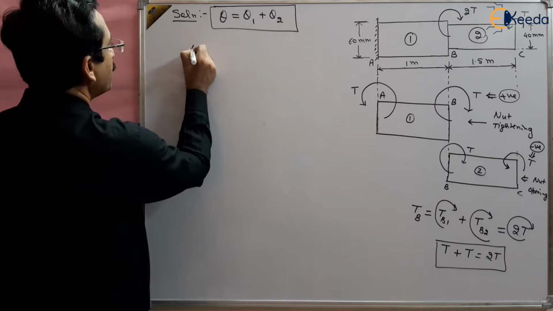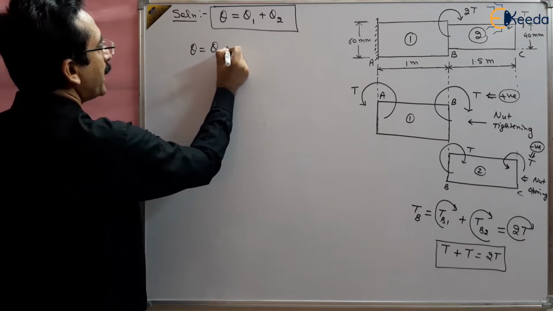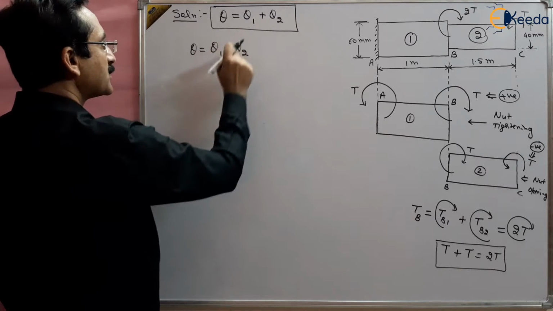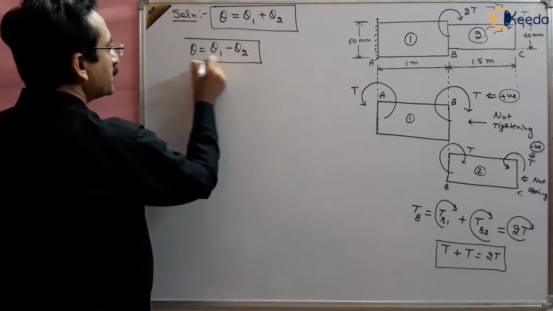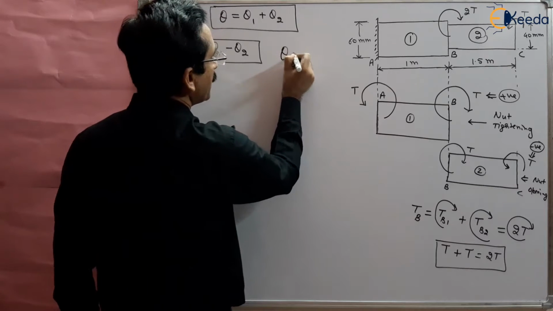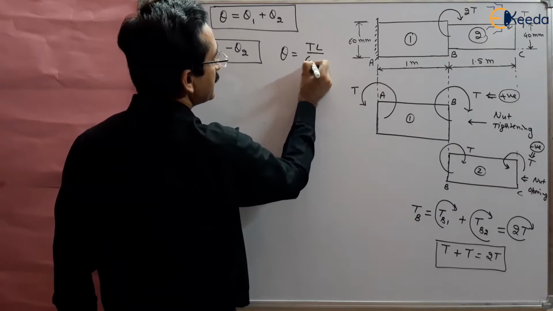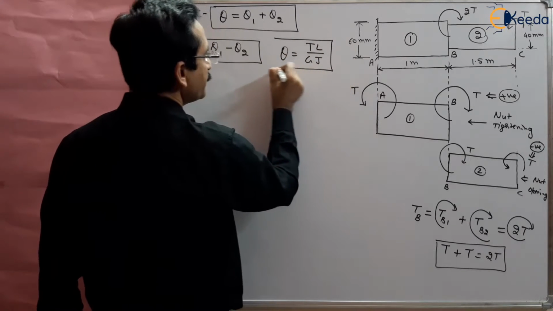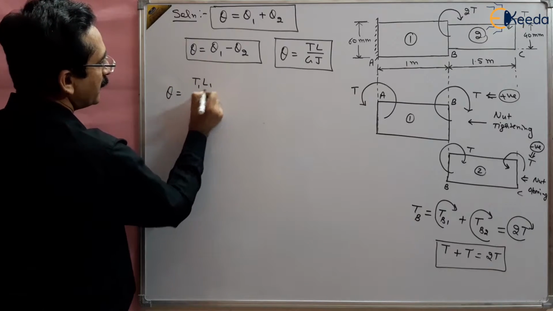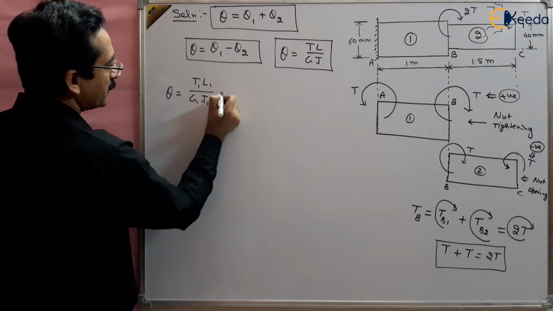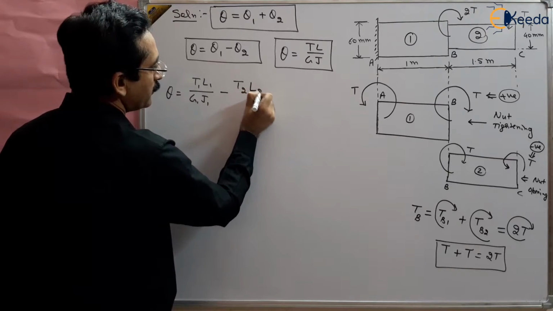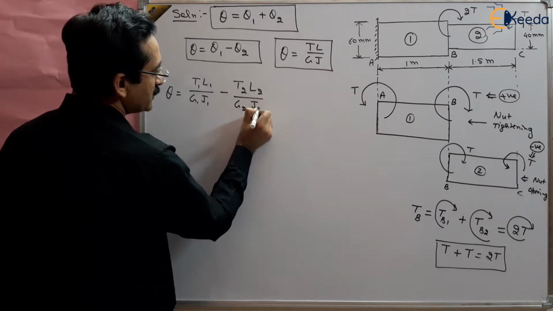So we can write total theta will be equal to theta 1 minus theta 2 basically, right? Because this positive becomes negative because of this negative torque, right? And what is theta? You should remember the formula of theta, that is TL upon GJ. So theta will be equal to T1 L1 upon G1 J1 minus T2 L2 upon G2 J2, T2 is negative, that's why it is coming negative here.